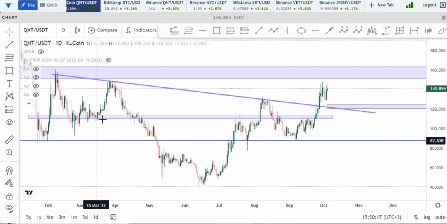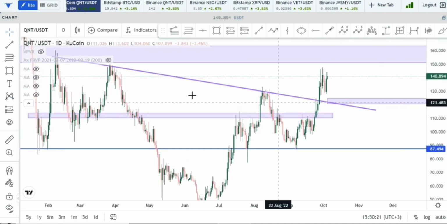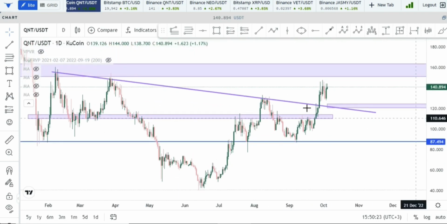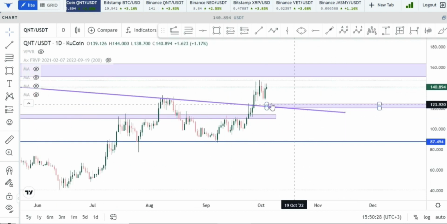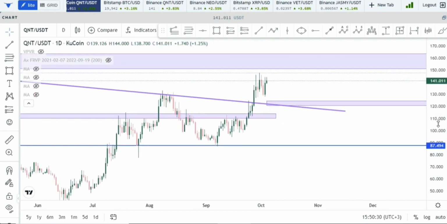Since we are looking at this from an inverse head and shoulders pattern perspective, it is really common that you can have a backtest of this neckline right here, to backtest this breakout right here. So yeah, that should be our first line of support right there.